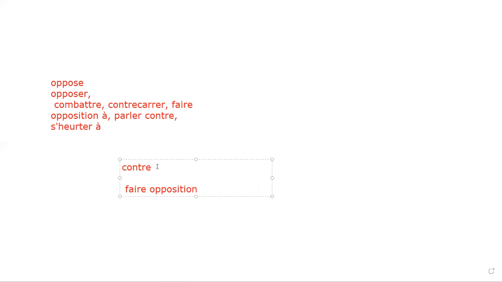Contrecarrer. Opposition. Combattre. Fight. Opposition, fight. Combat. Opposer, combattre, contrecarrer, faire opposition, parler contre, to speak for the contradictory. Is it clear to you? Parler. And heurter, to clash. We have the verb to clash. Heurter. Team, is it clear to you? To hit. Yes, sir. Team, we are working on the vocabularies.